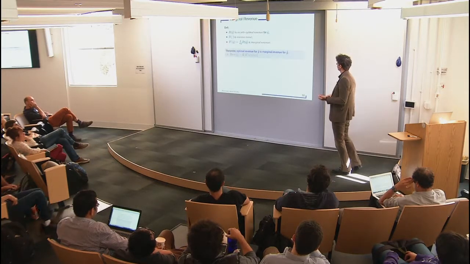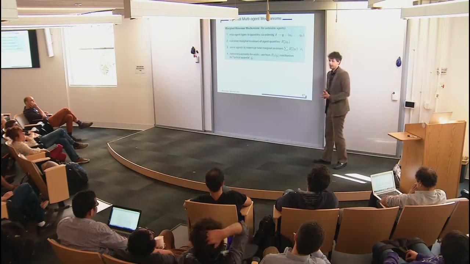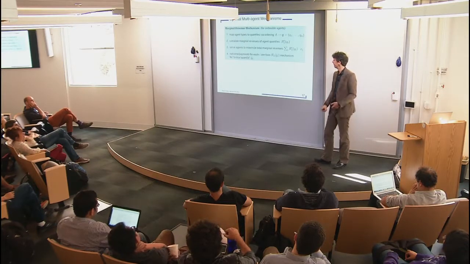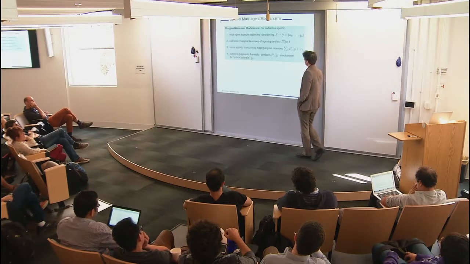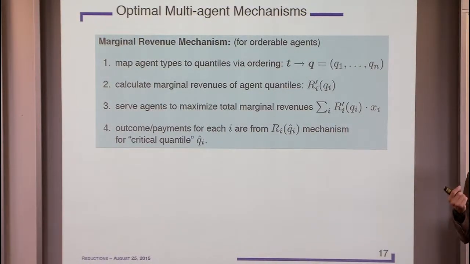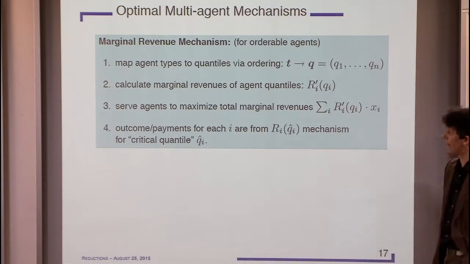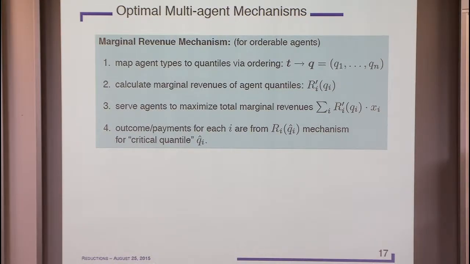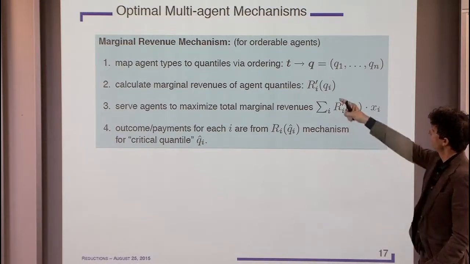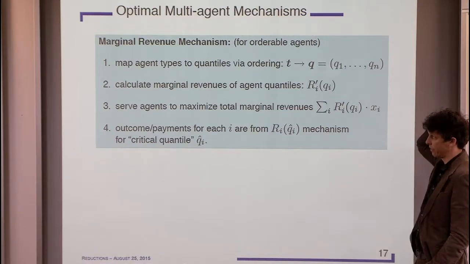Okay, good. So let's now say, what is the optimal multi-agent mechanism under the revenue linearity property? And you can define the marginal revenue mechanism for orderable agents. And remember, every revenue linear agent is an orderable agent because revenue linearity implies orderability. So step one is you map agent types to quantiles via the ordering that's implicit in the single agent problems. So this is a type profile, all the types of all the players, and you get a quantile profile by this mapping.